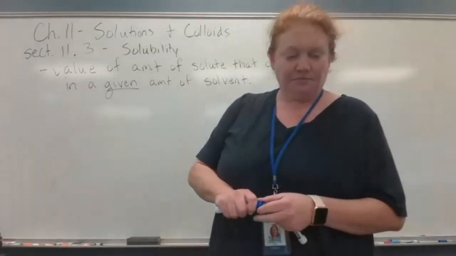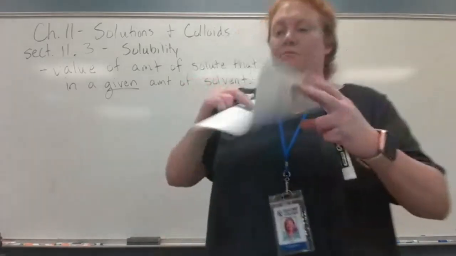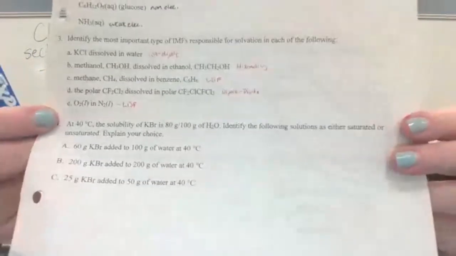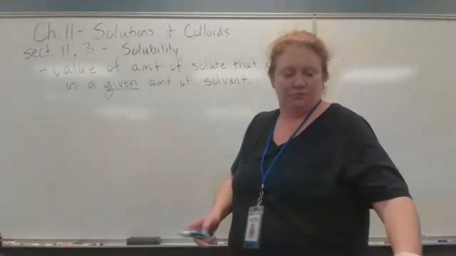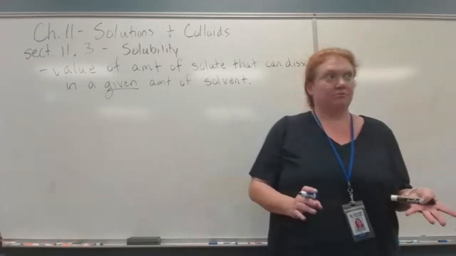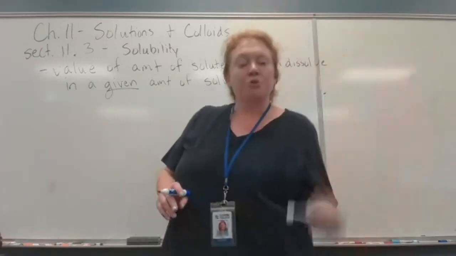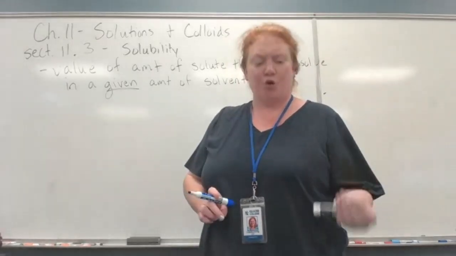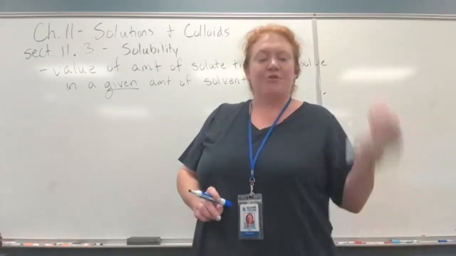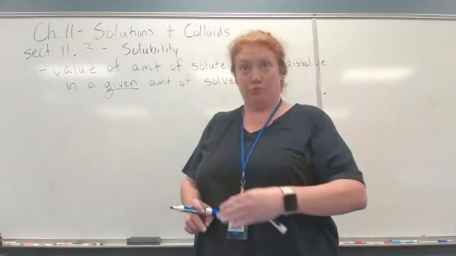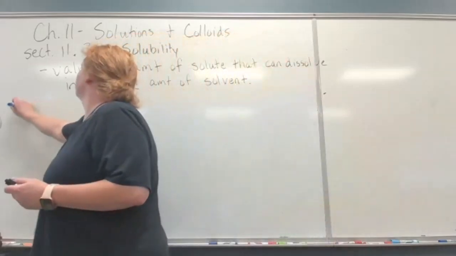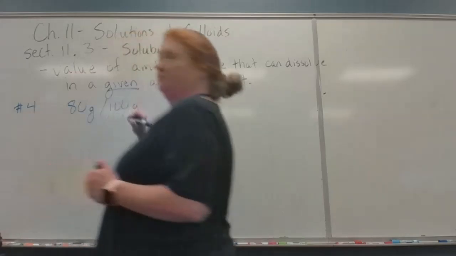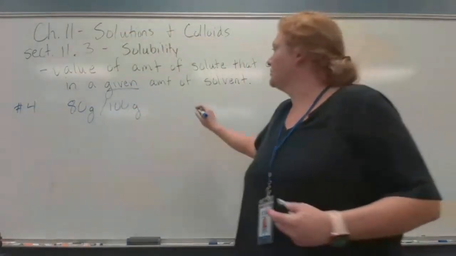For example, look on your in-class examples. I know I skipped 2 and 3. Look at number 4. At 40 degrees Celsius, the solubility of KBr, what's the name of that? Potassium bromide. The solubility is 80 grams per 100 grams water. What does that mean?